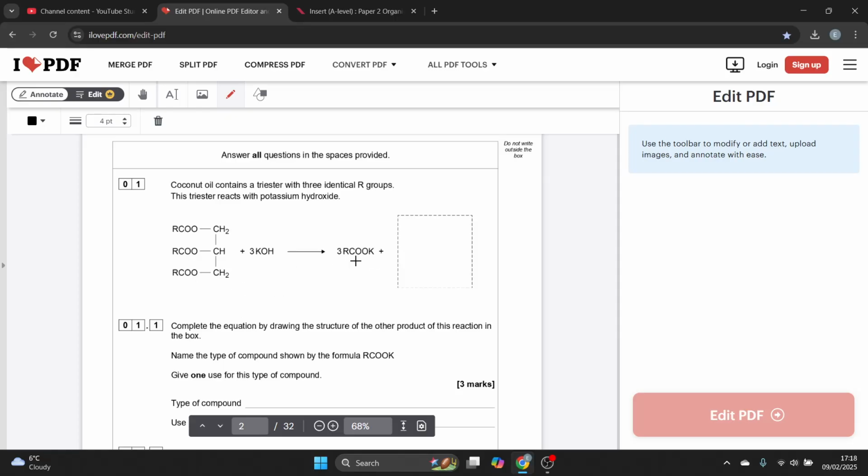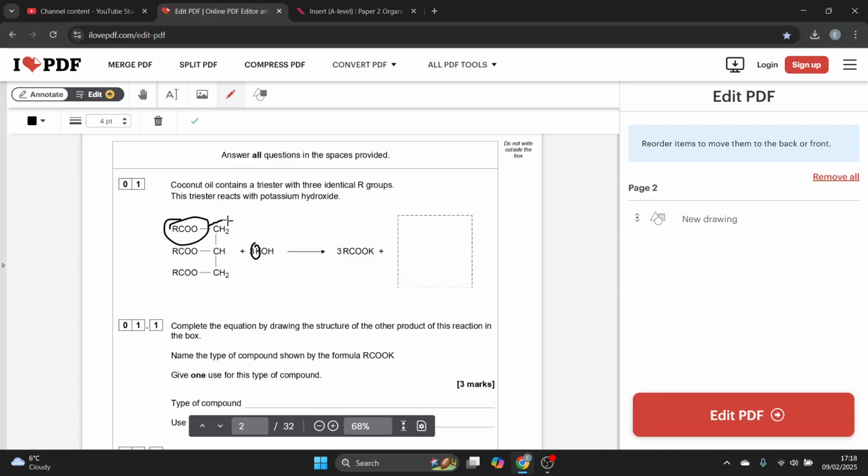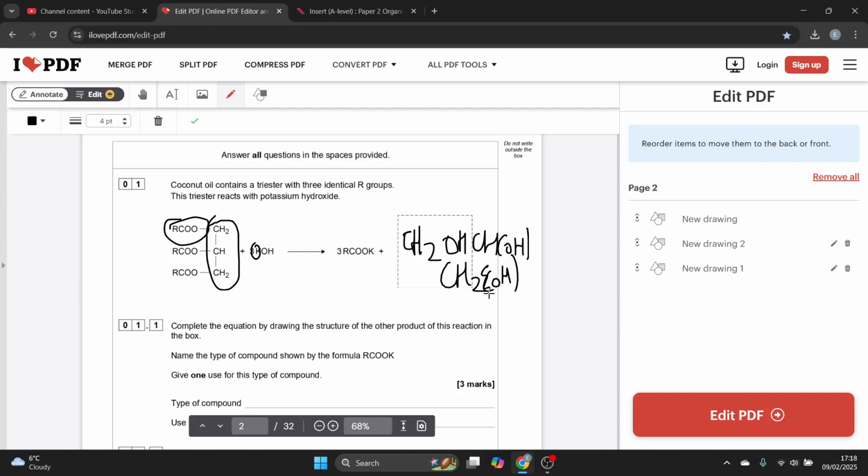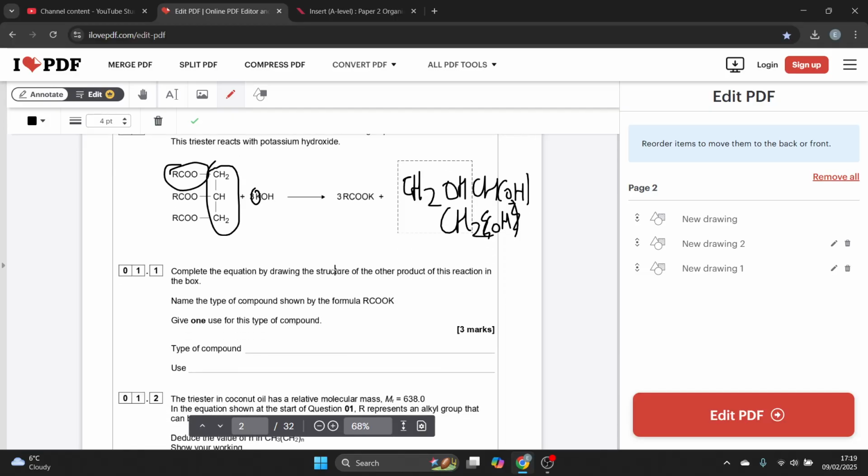Okay, so all it's going to be is, well, this has bonded to this, and I've got 3 of them, so I've only got really this left. So it's just going to be all of that coupled together. So CH2OH, CHOH, CH2OH. I guess we don't need to show curly brackets around here. So CH2OH, CHOH, CH2OH.